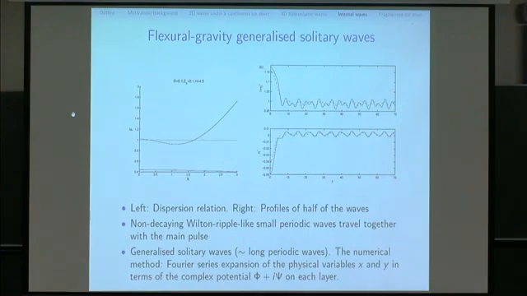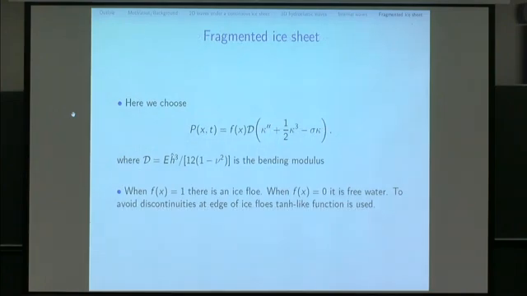Okay, so this is what happens for the internal waves. Now the last topic for the next, I don't know, 10 minutes or so, is what happens with a wave when it meets a fragmented ice sheet. So the question is how to model this.